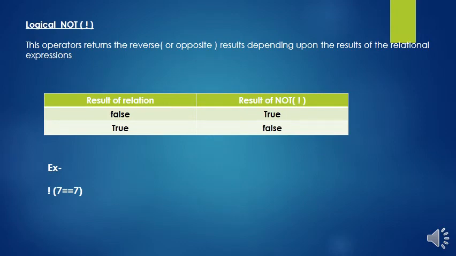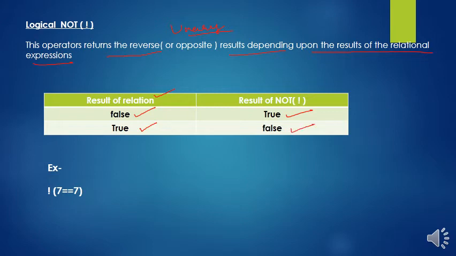Children, the next type of logical operator is NOT. So NOT is a unary logical operator. Unary means it works on only one operand. So this operator returns the reverse result depending upon the result of a relation. For example, if relation 1 gives the result false, then the NOT operator will give the result true. If the relation gives the result true, then the NOT operator will give the result false.